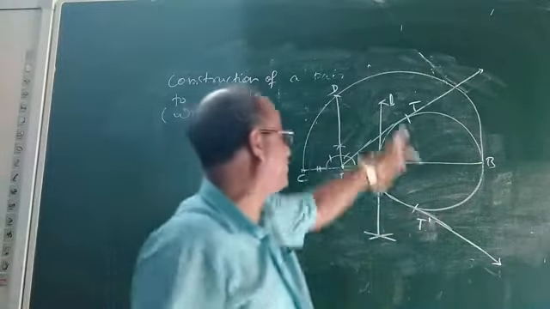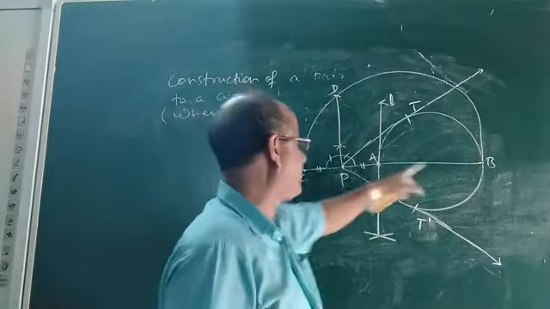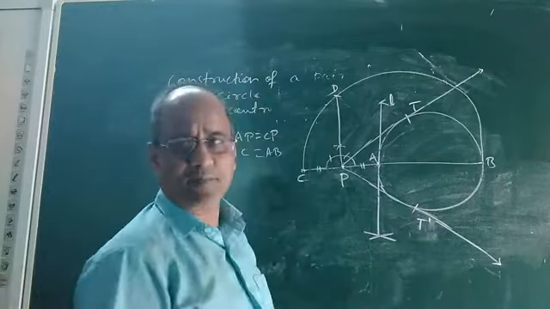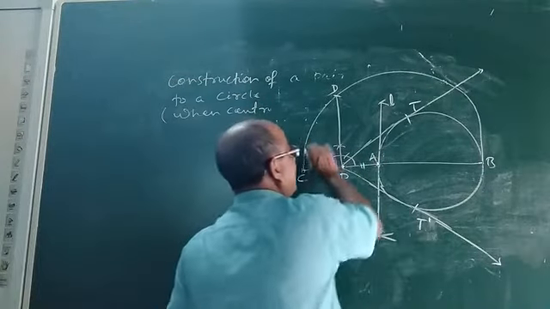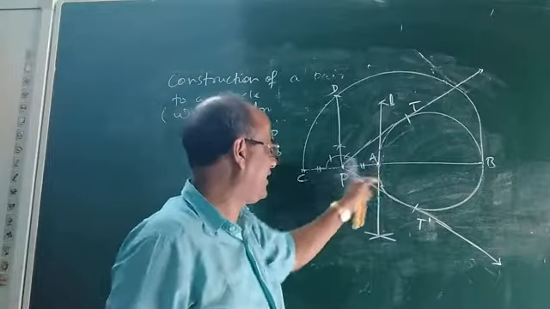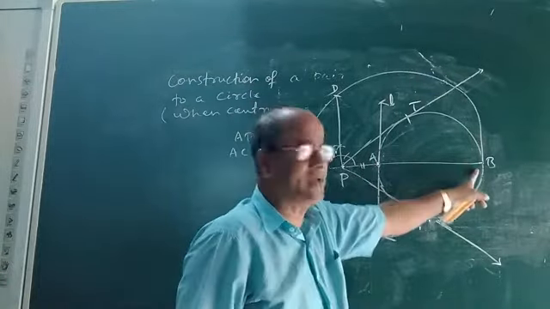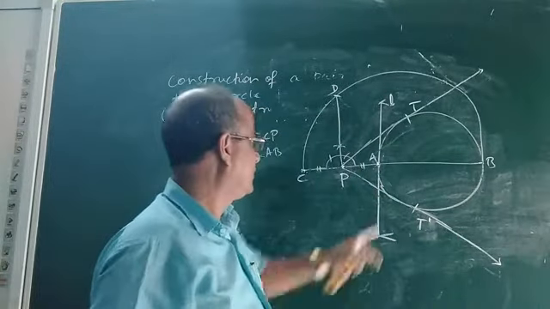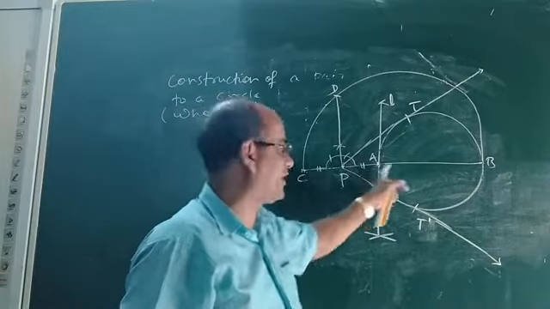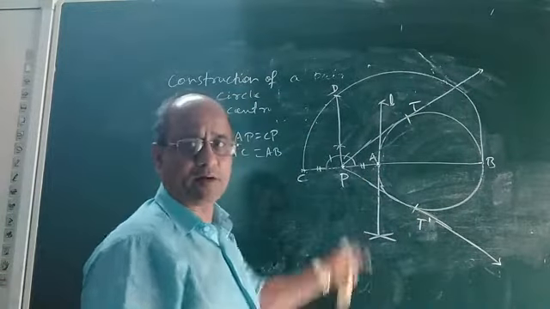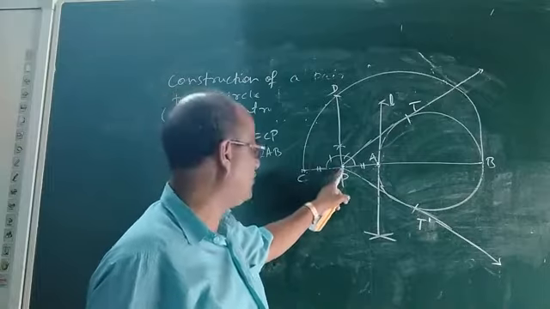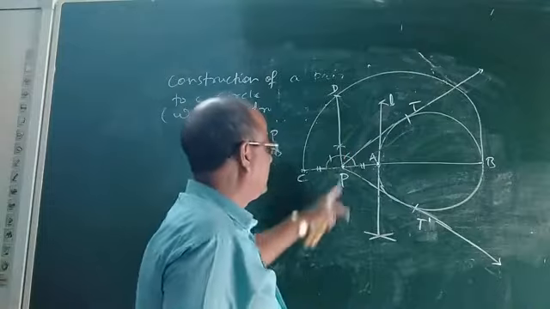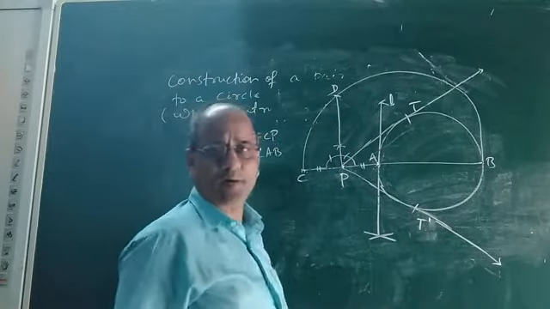Taking CB as the diameter, you draw the perpendicular bisector of CB. Now, after drawing the perpendicular bisector of CB, take A as center and AC or AB as radius and draw a semicircle. So this is the semicircle. After drawing the semicircle, the next step is at the point P, draw a perpendicular which will intersect the semicircle at the point, suppose D.